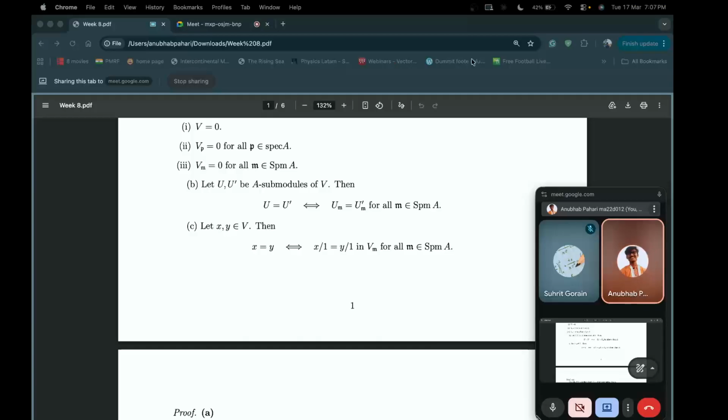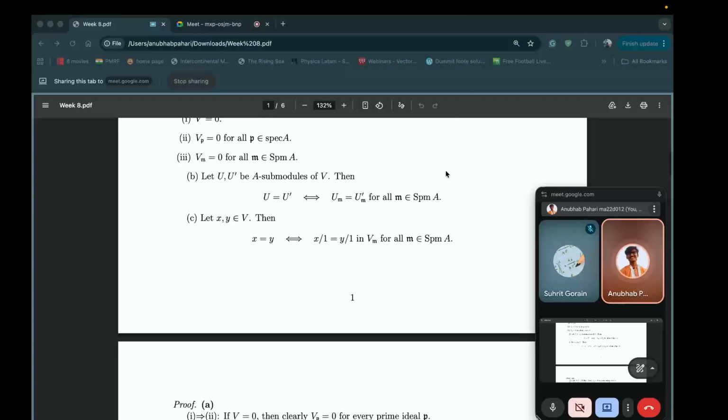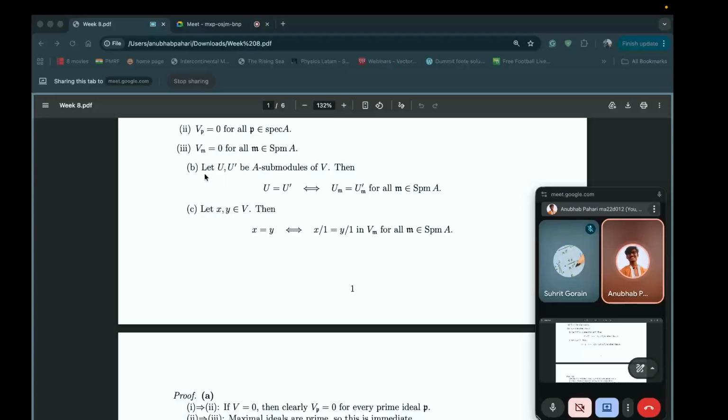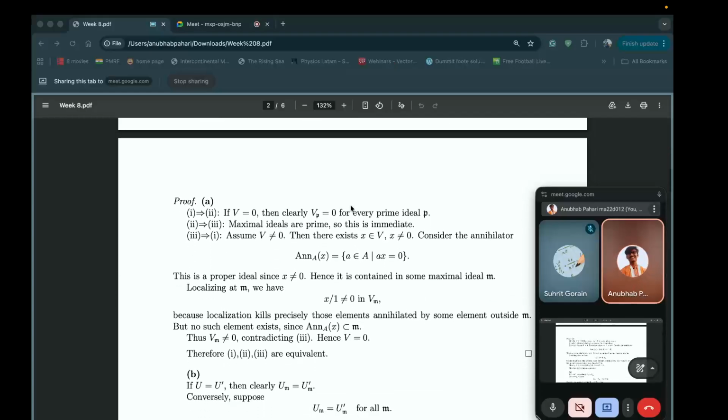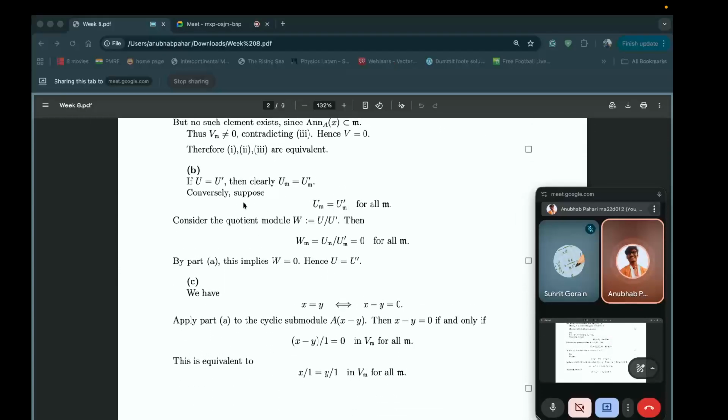Okay, let us try to solve this. So we'll attempt to solve question B, that says let U and U prime be submodules of V. Then we have to show that U equals U prime is equivalent to saying Um equals U prime m for all maximal ideals of A. One direction is trivial, that if U equals U prime, then Um equals U prime m. Now conversely, suppose Um equals U prime m for all maximal ideals m.